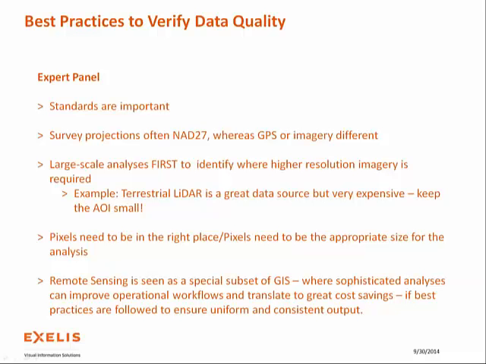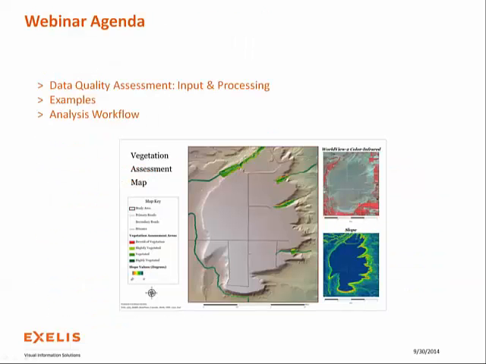And a lot of the folks in the energy markets do see remote sensing as a special subset of GIS, in that it's something that's been around for a long time, and it's very specialized to do things that can really, in the end, save money and time on analysis efforts. So what we're going to talk about today is step through some of the input and processing best practices when assessing and working with imagery. I'll show some examples along the way, so I'll be breaking out of this PowerPoint and going into some demos back and forth.